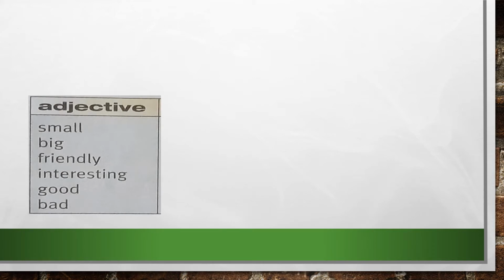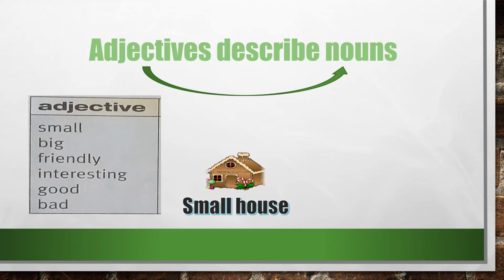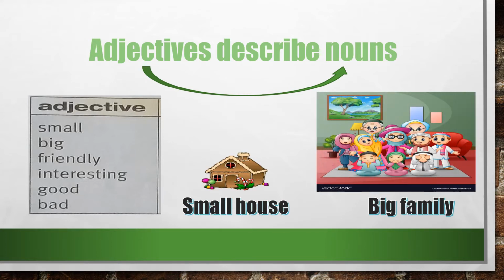What are adjectives? There are some examples of adjectives written in your book, page 44. Small, big, friendly, interesting, good, bad. Adjectives are words that describe nouns. For example, small house, big family. Adjektif dia menceritakan tentang sesuatu benda, objek atau orang secara lebih jelas. Contohnya, small house, rumah kecil. Big family, keluarga besar.